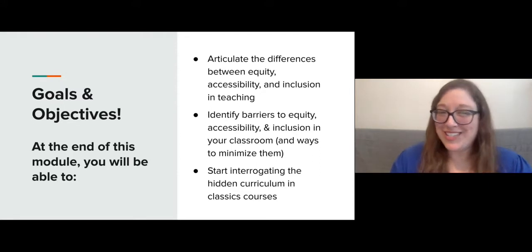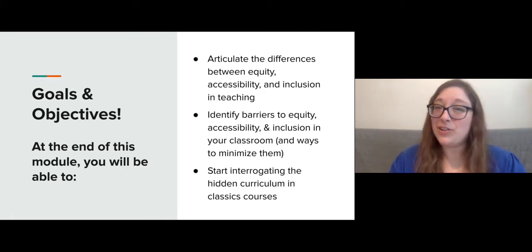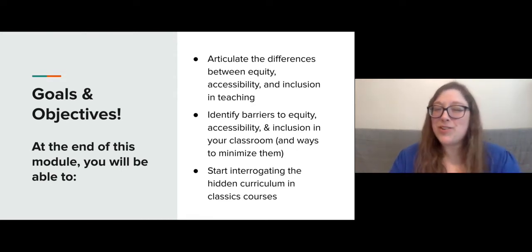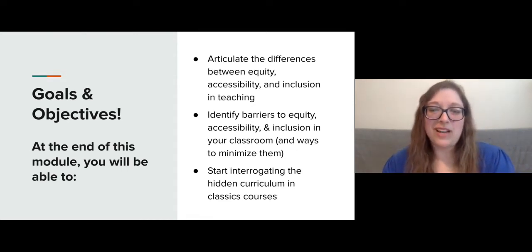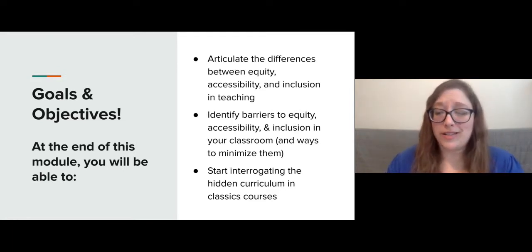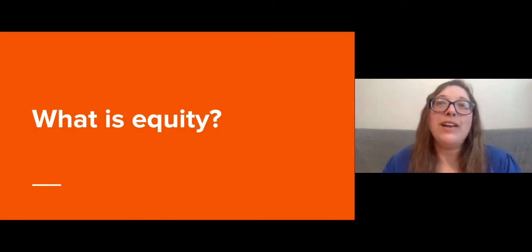Let's start with our goals and objectives. By the end of this module, you'll be able to articulate the differences between equity, accessibility, and inclusion in teaching, identify barriers to equity, accessibility, and inclusion in your classroom, and start thinking about ways to minimize them, and start interrogating the hidden curriculum in classics or your other courses. Let's get started. So first we have to consider, what is equity?